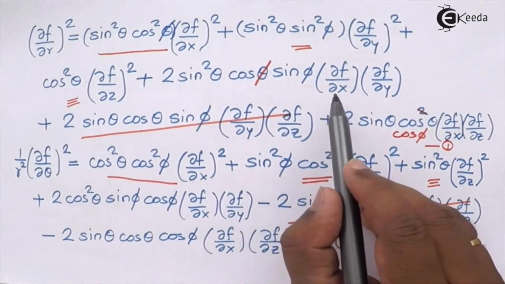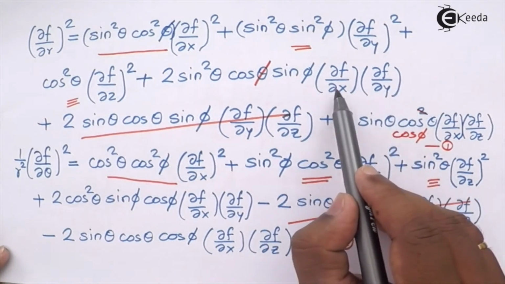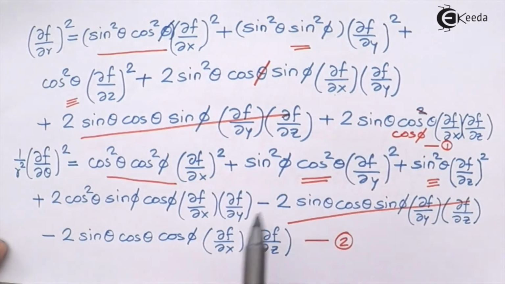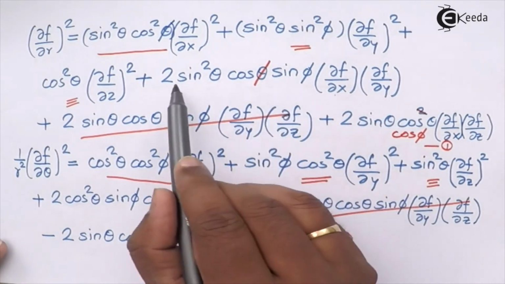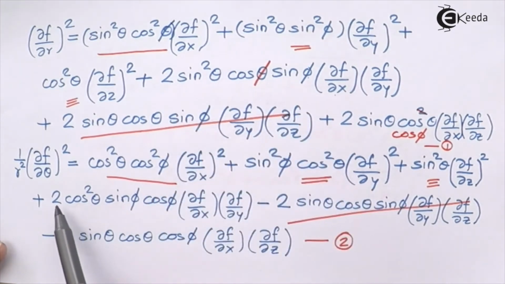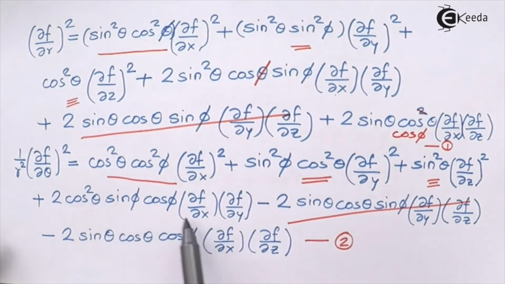Next, let's see the terms which have ∂f/∂x into ∂f/∂y. So ∂f/∂x is given here, ∂f/∂y is given here, as well as it is given here. Now let's observe the coefficient. So here it is 2 cos φ sin φ sin²θ. Here it is 2 sin φ cos²θ. So these are the two terms.